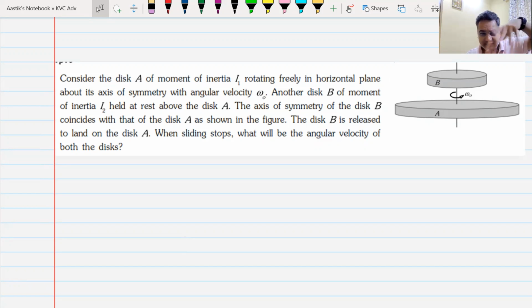So what will happen? They will start to slip, and at some point in time, they will start to move with the same angular velocity. Yes or no? Yes. When the sliding stops, find the angular velocity of both the disks. Both the disks. So I'll give you 1 minute to note this down.